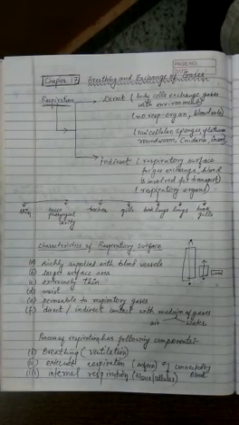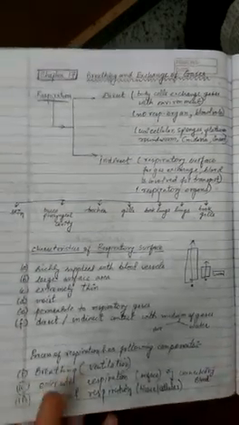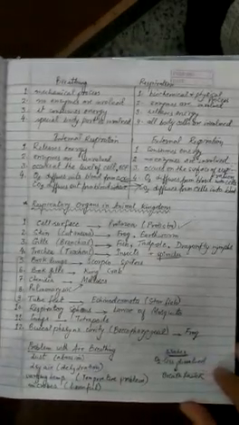We have started the 17th chapter, that is breathing and exchange of gases, and we have understood so far the properties of the respiratory surface, and we have understood that there are various other types of respiratory organ apart from the lungs or the pulmonary system.